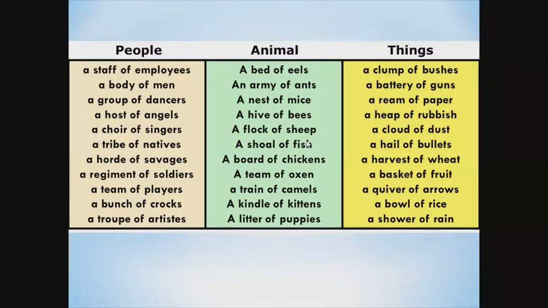Hive of bees, a flock of sheep, a shoal of fish, I told you, a brood of chickens, a team of oxen, a train of camels. Train of camels කියන්නේ පුතේ ඇයි? A train of camels. Camel ගේ පිටේ camel කියන්නේ කාටද? Who is camel?